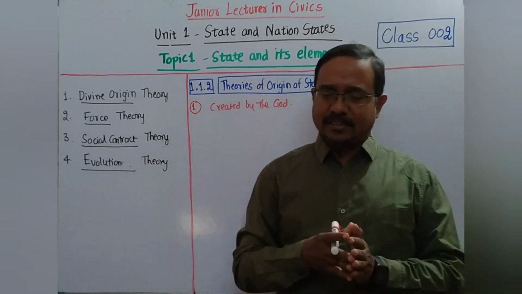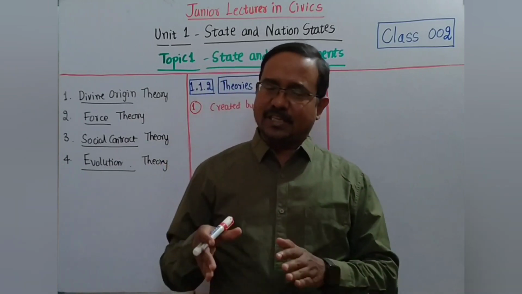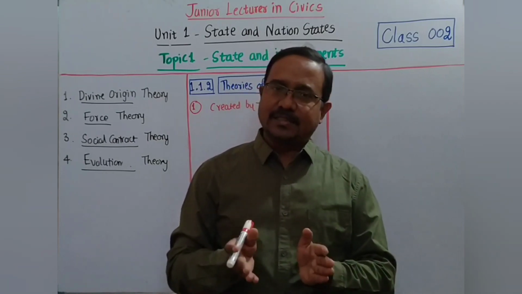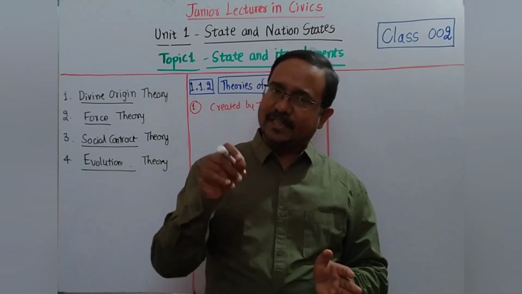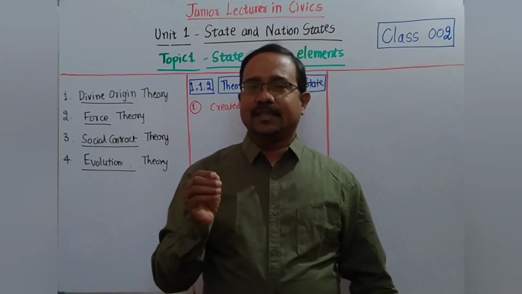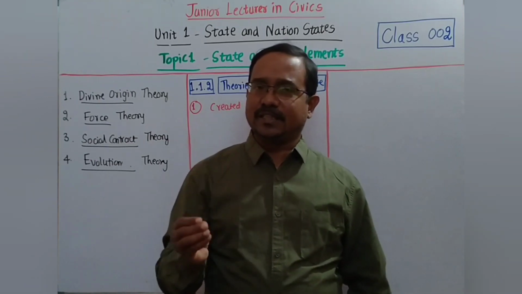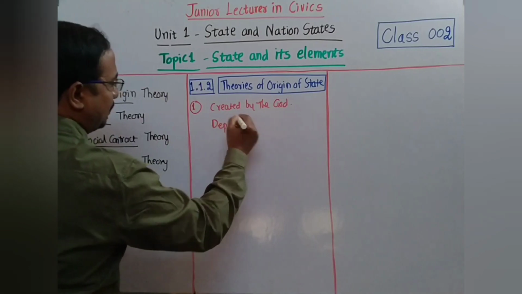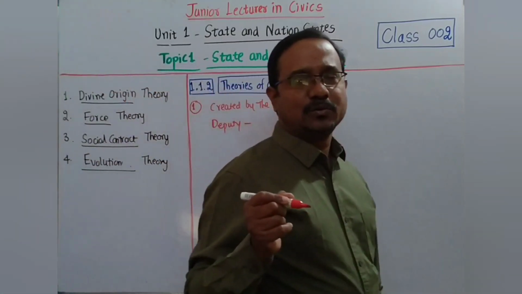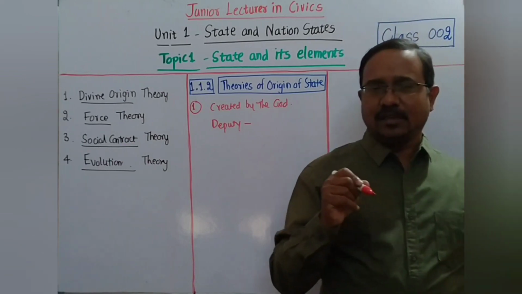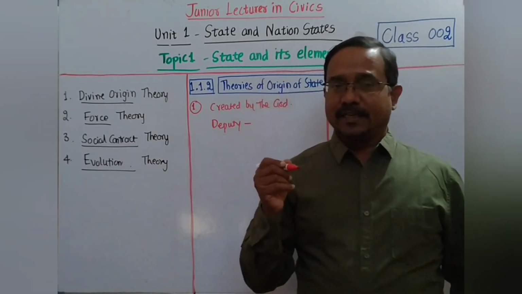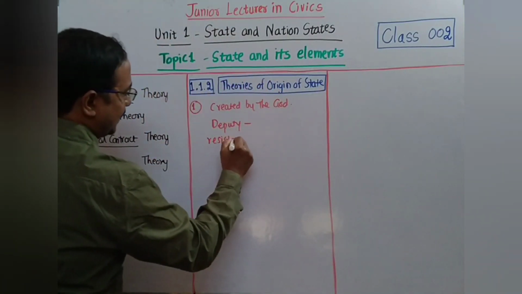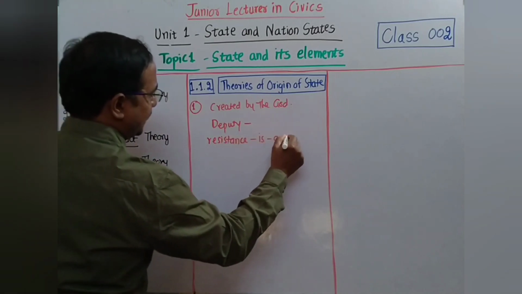So by understanding this theory, the advocates of this divine theory, the supporters, say that God has deliberately and directly created the state, and He sent the ruler, the deputy, to rule the people. Deputy means assistant. All the people should show obedience to the king and not revolt against the king. It is called a sin. Resistance is a sin.